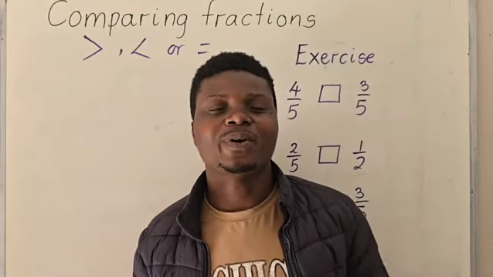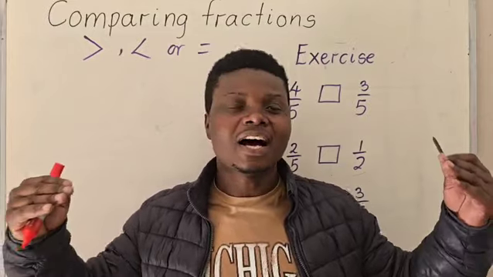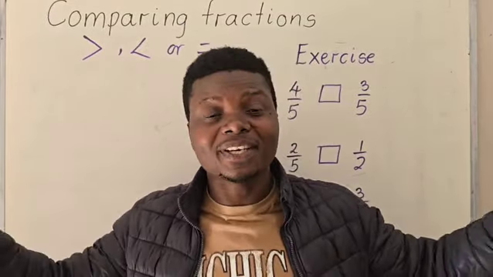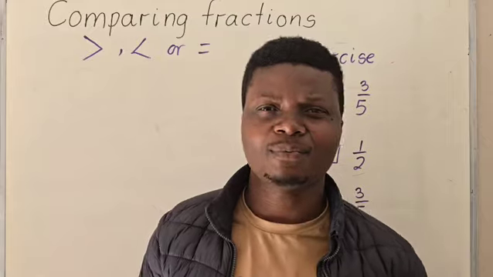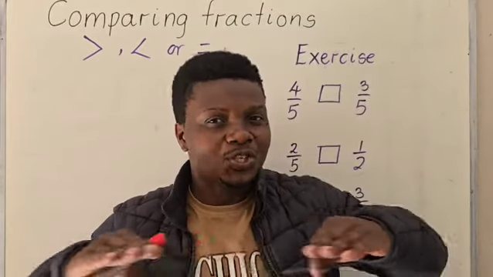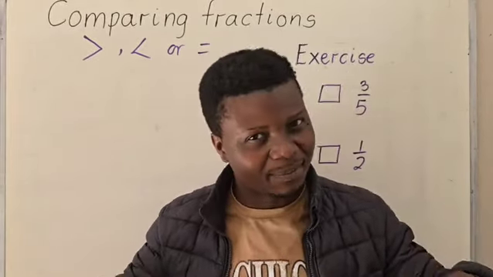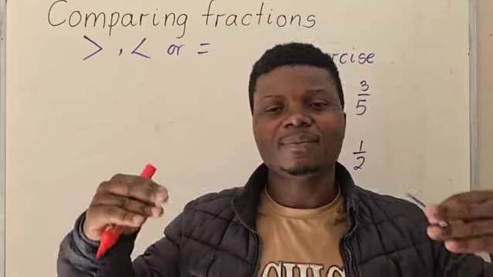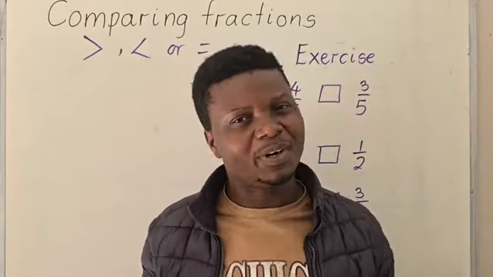In today's video, we are going to answer the big question: how do you know which fraction is bigger than the other? The answer is simple. All you need to do is to make sure your denominators are the same. Once your denominators are the same, you can then compare the numerators.